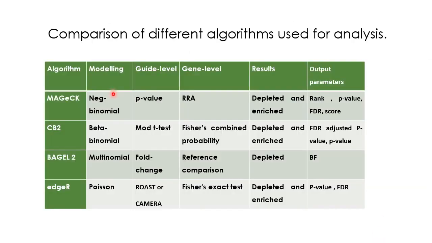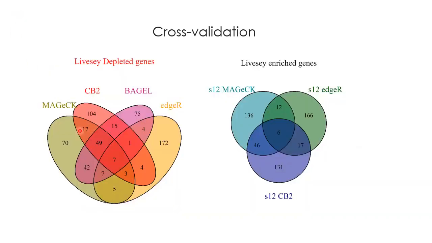For analysis proper, I use MAGeCK, CB2, BAGEL2, and EDGE R. These are different in terms of modeling of the data, guide and gene level statistical tests, and output parameters. But more importantly, BAGEL uses supervised learning and outputs only depleted genes in this setting. And these are the top 200 depleted and enriched genes identified by these algorithms. Notice that MAGeCK, CB2 and BAGEL2 agree with each other, and EDGE R is an outlier. There's more agreement between MAGeCK and BAGEL2 compared to others.